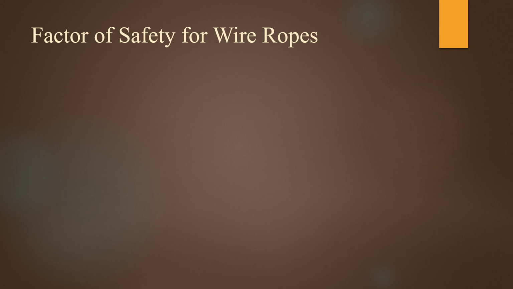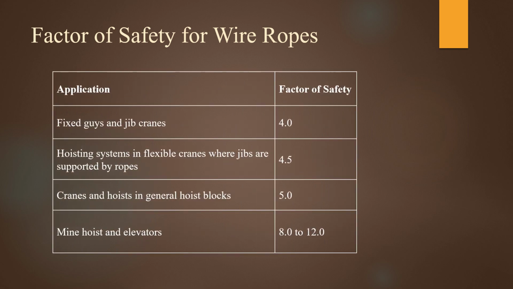Now, next consideration is factor of safety for wire ropes. Depending upon the application, there are factors of safety which we have to consider. For fixed gauge and jib cranes it is 4.0, hoisting system in flexible cranes where jibs are supported by ropes, it is 4.5. Cranes and hoists in general, hoist blocks, it is 5. Mine hoists and elevators, it is 8 to.